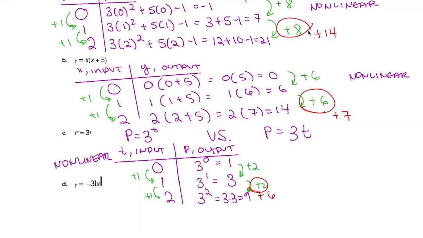Let's compare that to P equals 3t. We have t as my input and P is my output.